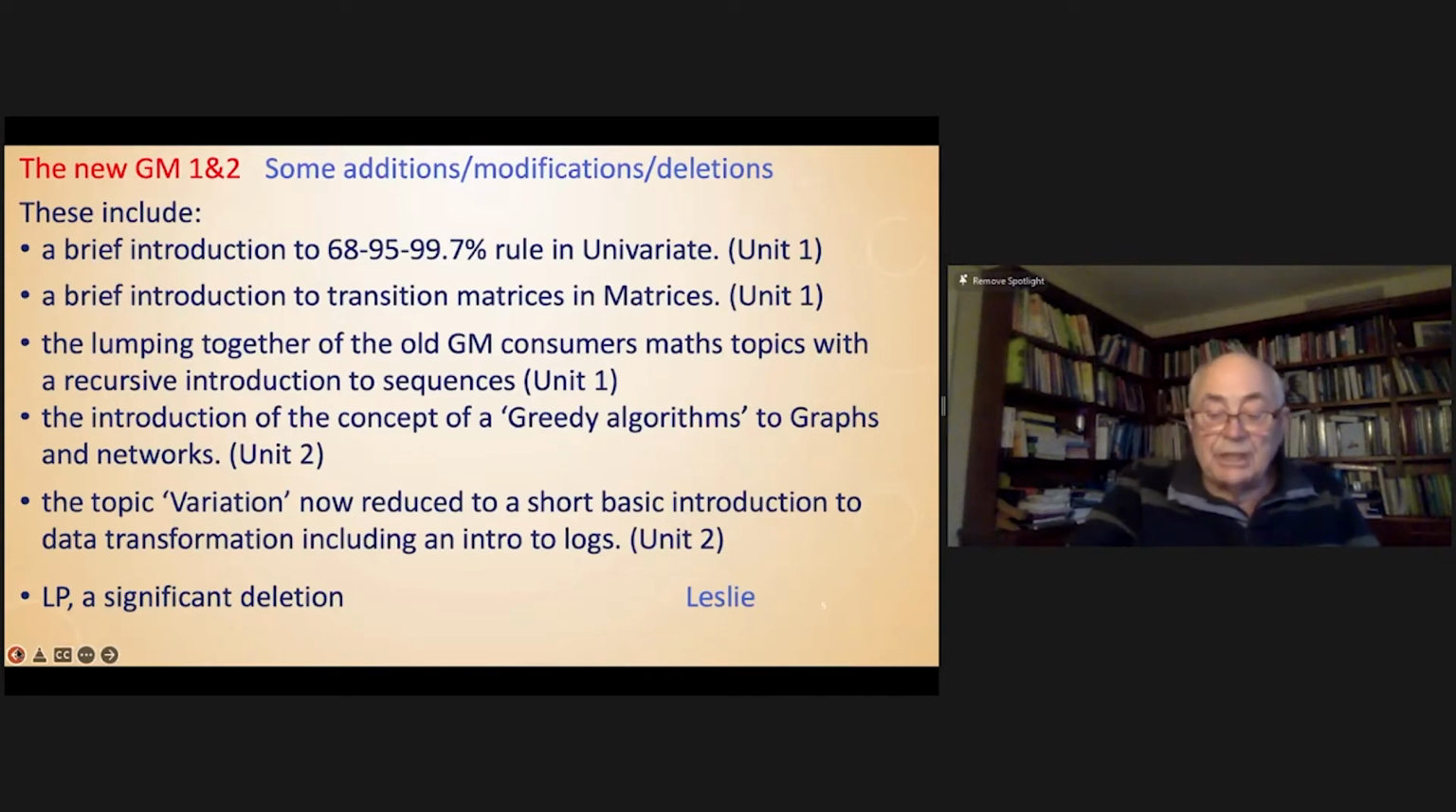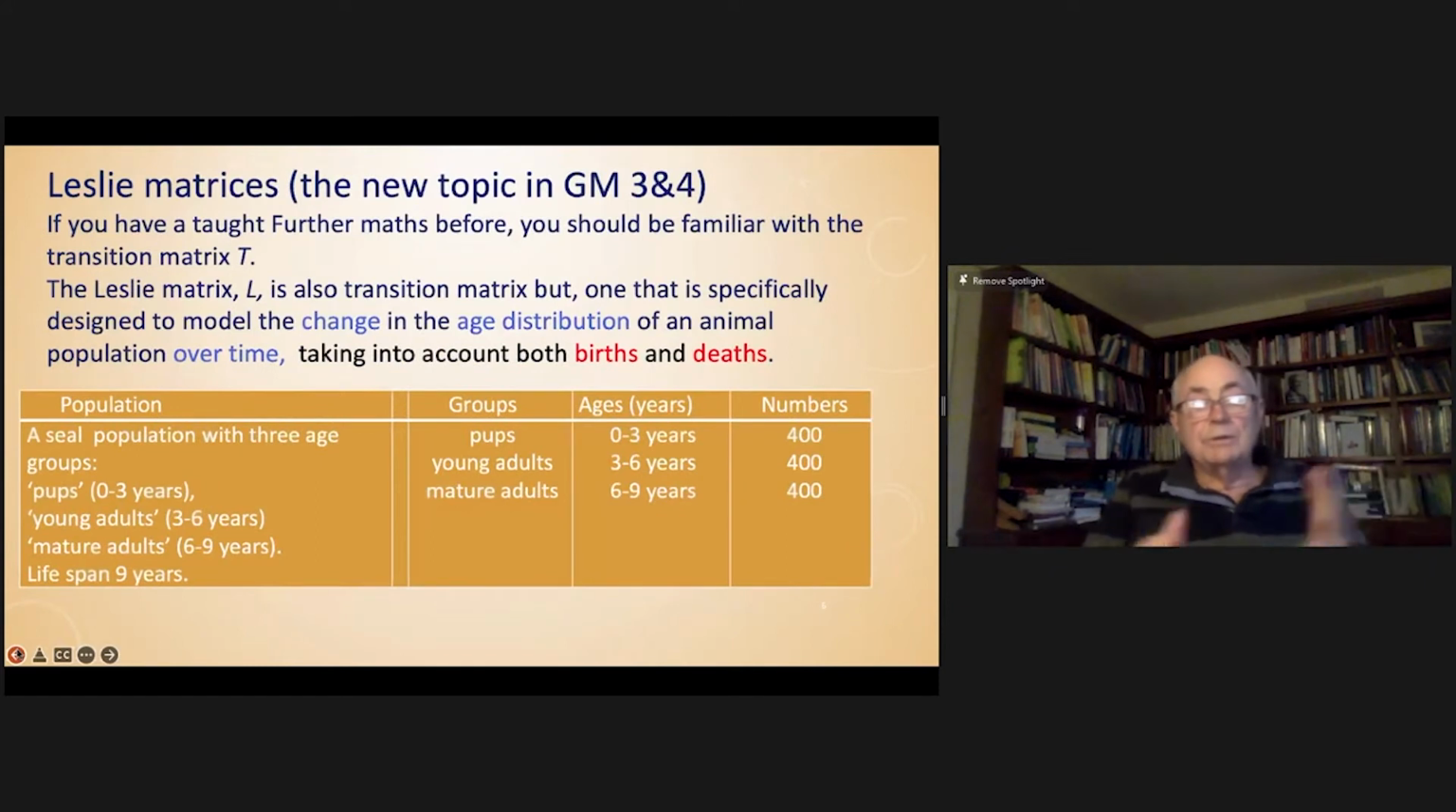Okay, moving ahead. We have a tight schedule. What I'm going to do now is something that I think not many of you will know a lot about, and that's the Leslie matrix. If you're teaching year 12, it will be included in the new year 12. If you taught further maths before, you should be familiar with a T matrix, a transition matrix.